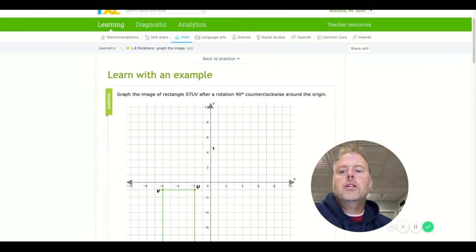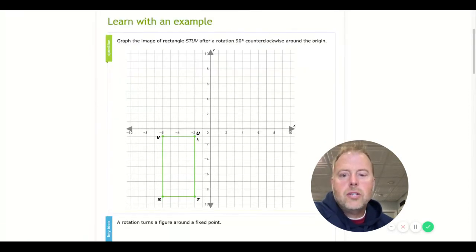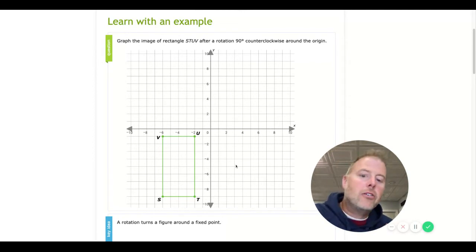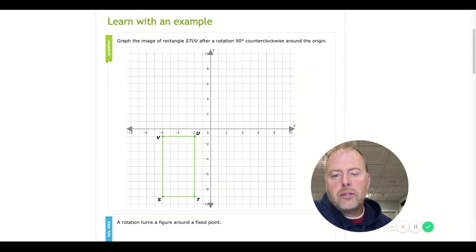So if we're going to be rotating counterclockwise around the origin, here we have this rectangle and you need to picture taking this whole image and just rotating it over here. So if you can visualize what this rectangle would look like if you rotated it, instead of being vertical, it's now going to be horizontal. But it's easier if you think about this as point to point.